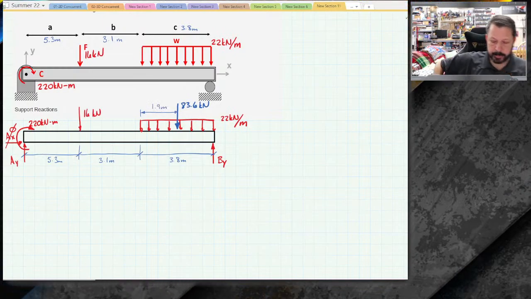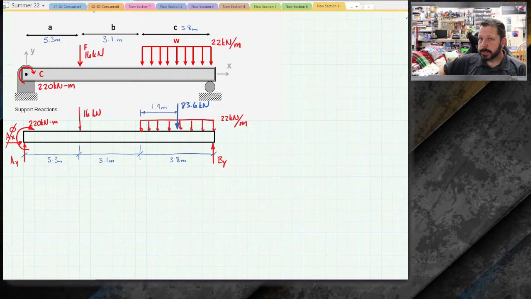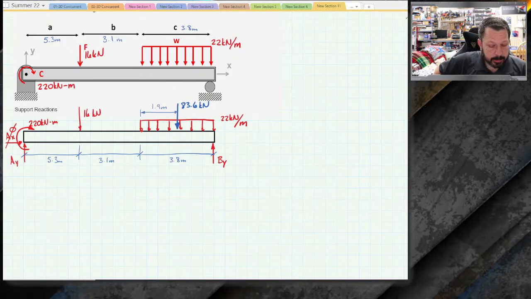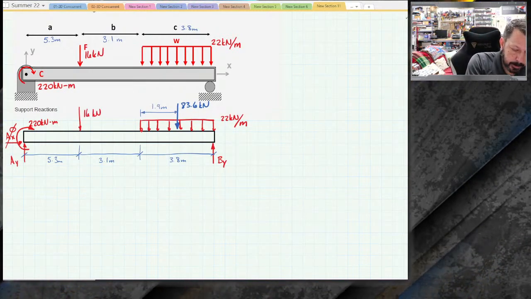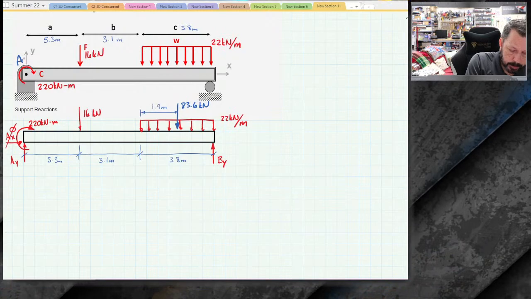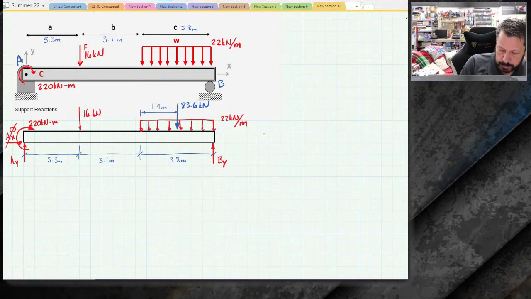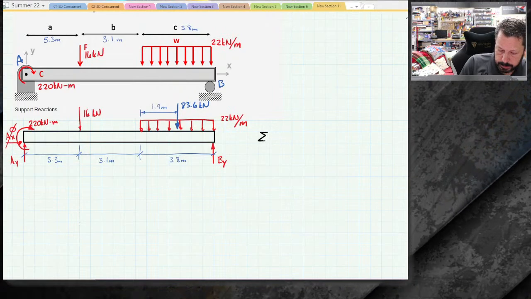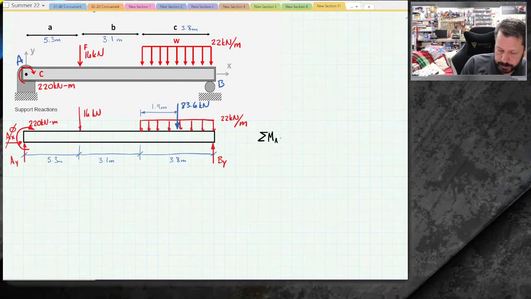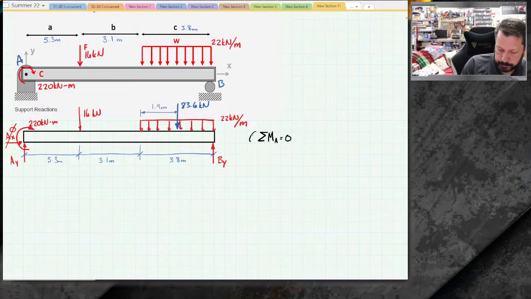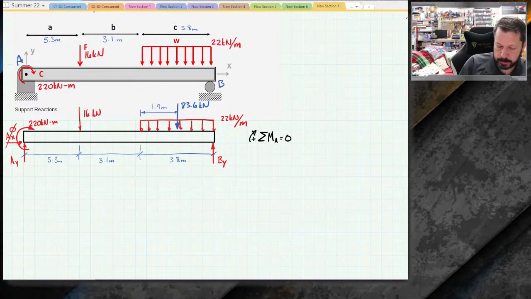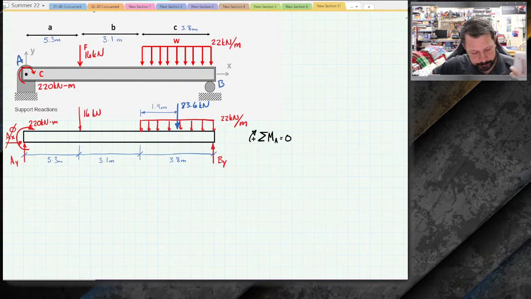Now, let's do summation of moments about A. I'm calling A this point over here, and B is where the roller is. So we're going to do summation of moments about point A equals 0. Clockwise moments are going to be positive in our equation.